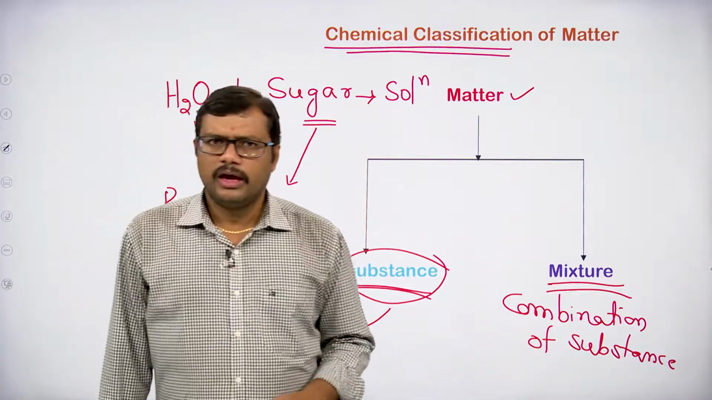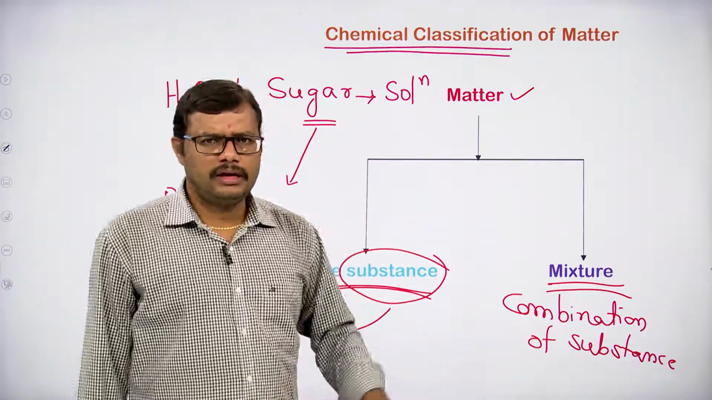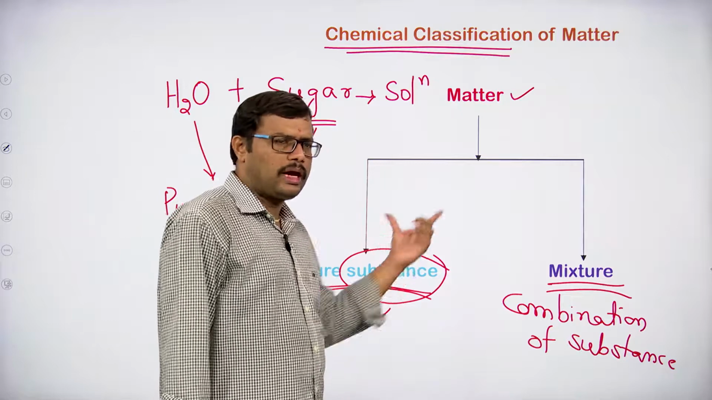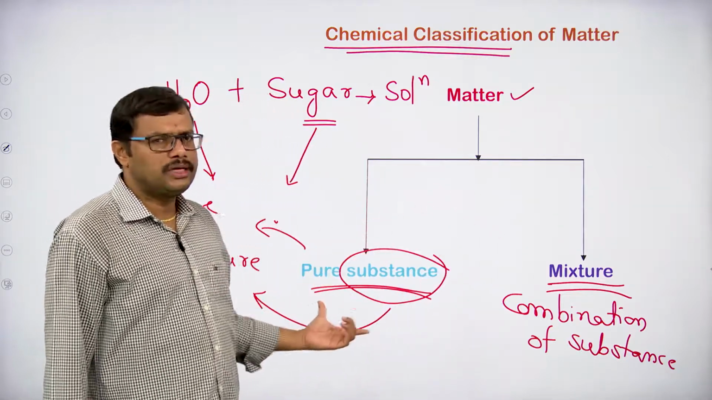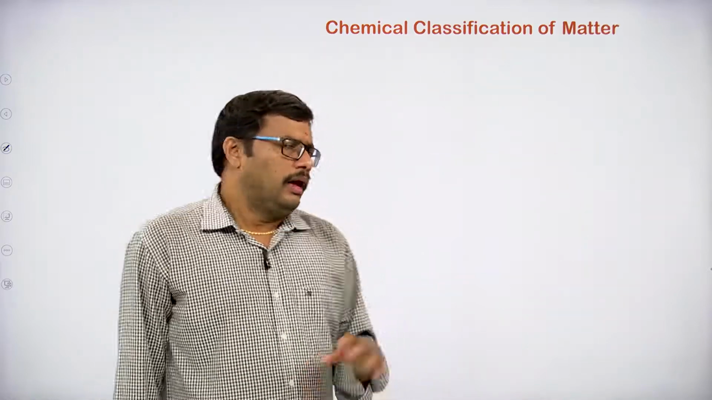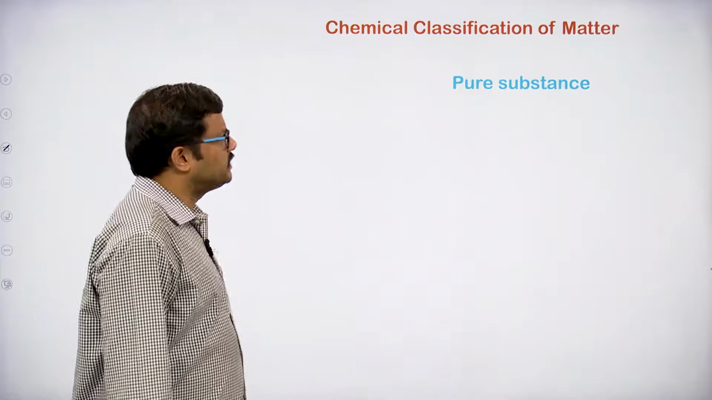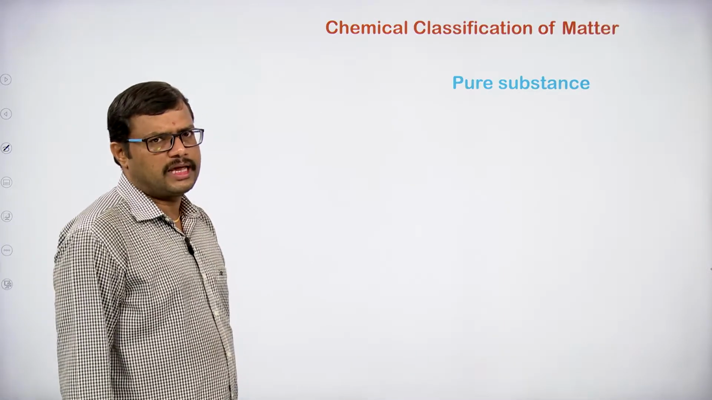Okay. I think you have got a clear idea now that matter can be chemically divided into 2 categories. One is pure substance, the other is mixture. Now, let us look at the pure substance: what the pure substance is, and how we can divide the pure substance again.